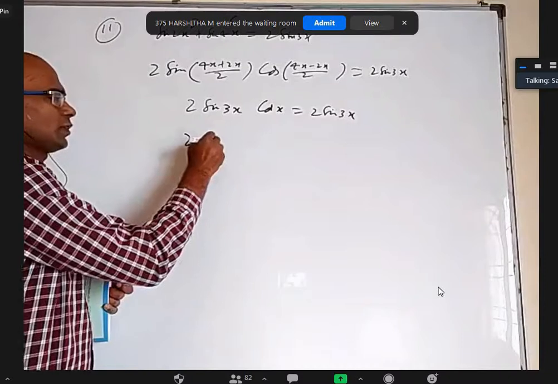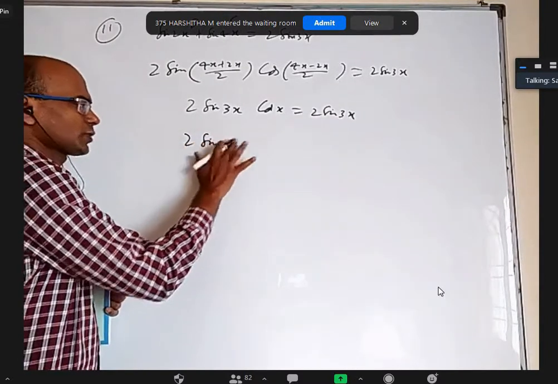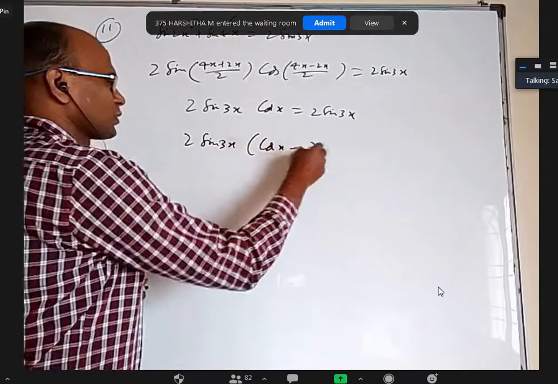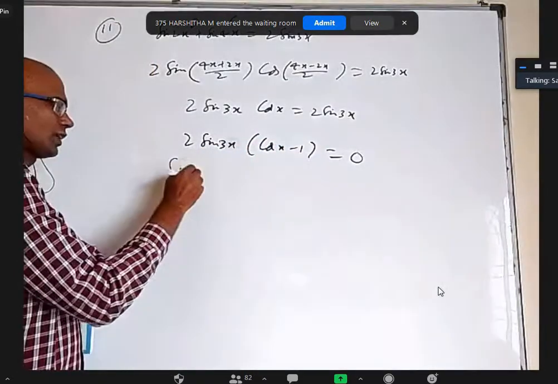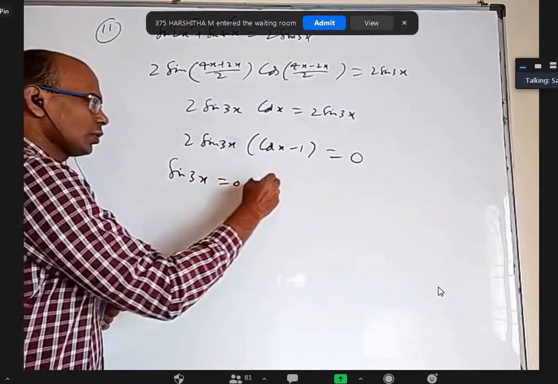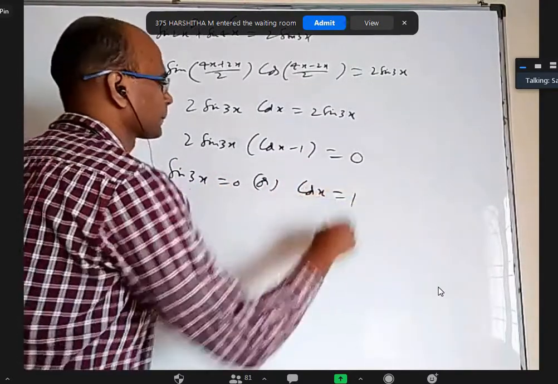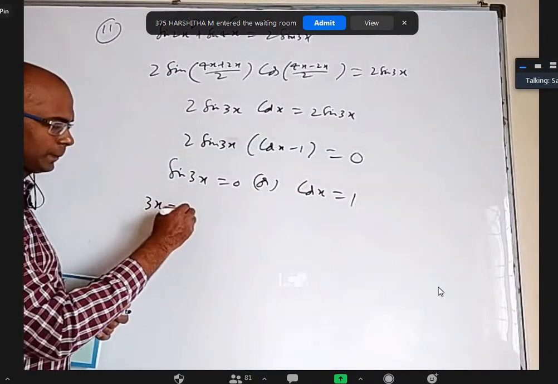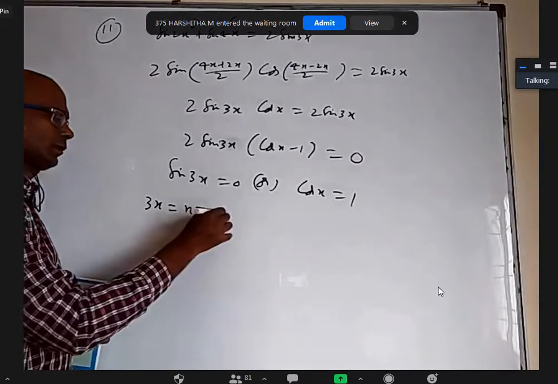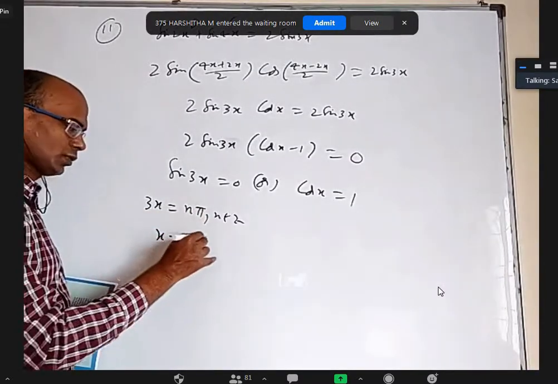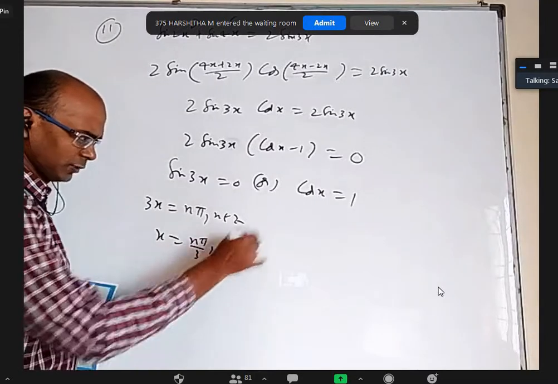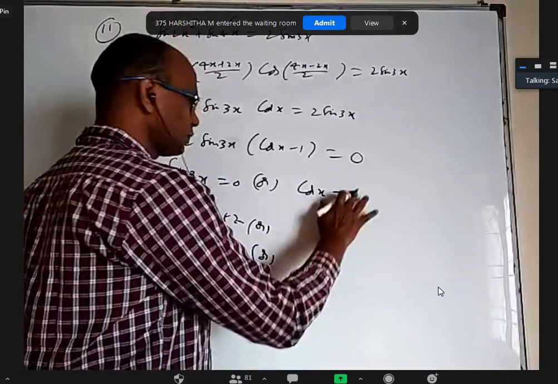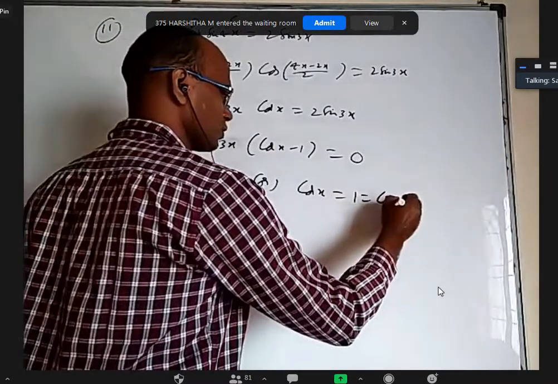So I can bring everything to one side: 2 sin 3x into (cos x minus 1) equal to 0. So you will get sin 3x equal to 0 or cos x equal to 1. For sin equal to 0, the general solution is n pi. So you will get x is equal to n pi by 3, n belongs to Z. Okay, 1 I can write as cos 0 degrees or cos 0 radians.